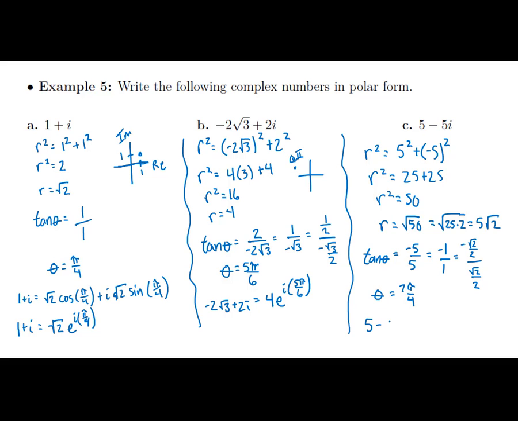So we get that 5 minus 5i is equal to 5 roots of 2 e to the i times 7 pi over 4. So I'm just going to box each of these because on the next page we're going to do some arithmetic with a couple of these, and we're going to come back and use these polar forms that we've got here.